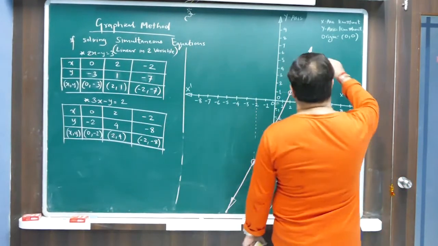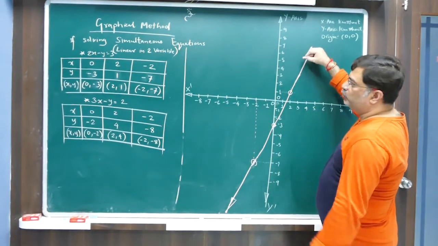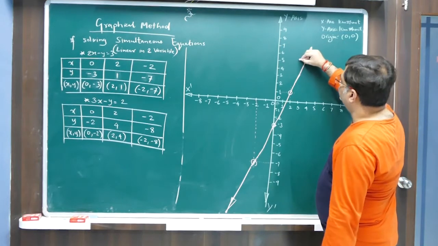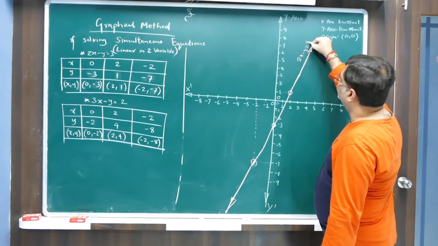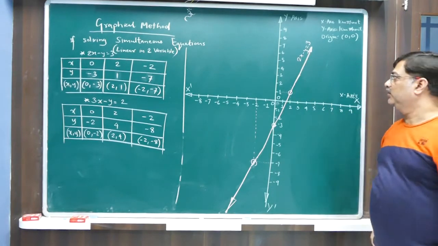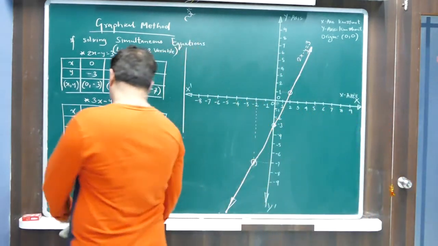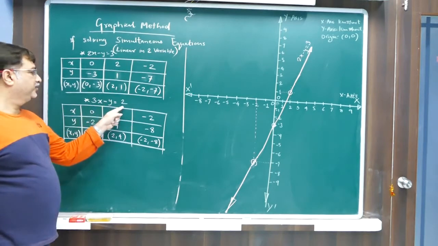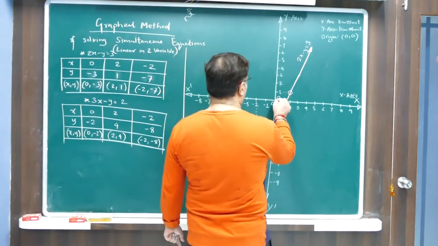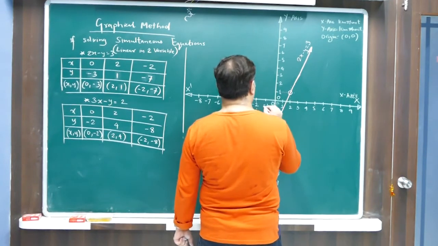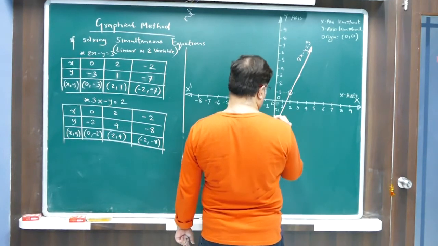So you have got, at the end here, you will write the equation. What is the equation? 2x minus y is equal to 3. This is the equation. You are going to write it. Next, 3x minus y is equal to 2. Now I have to plot this. So 0 and minus 2, it is here.